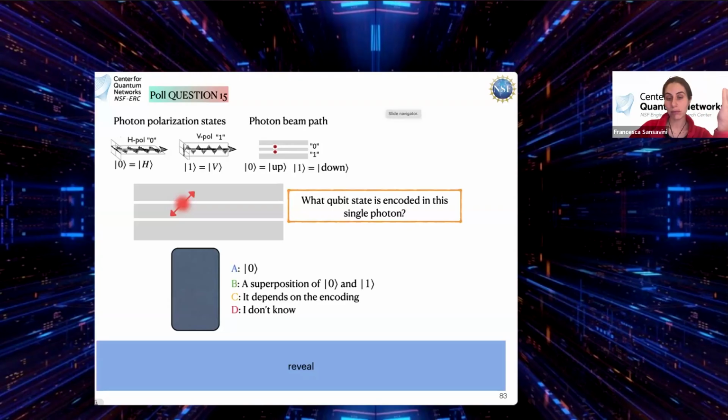Is it 0? Is it a superposition of 0 and 1? Does it depend on the encoding? And you can take maybe 15 seconds, 20 seconds to answer this one. Okay, so in here, most of the people, 53%, answered B, a superposition of 0 and 1. We have roughly 30% that said it depends on the encoding, and some of you said 0. So the correct answer is that it depends on the encoding.